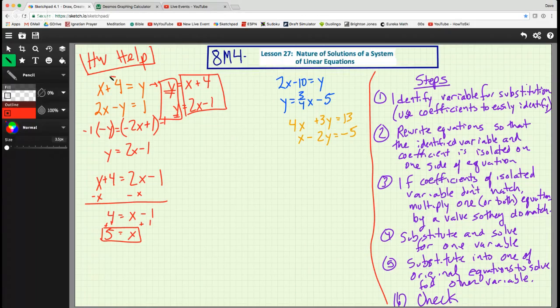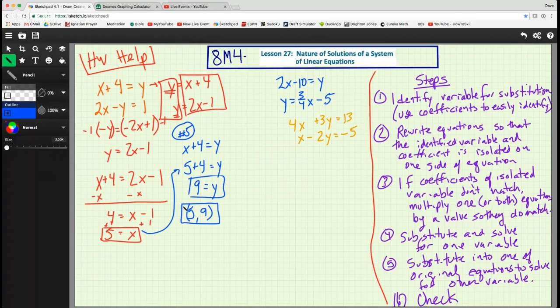So I go all the way back to one of my first equations. I'll take the first one. Let's do this step in a different color so we can see that this is step number 5. So we get x plus 4 equals y. And we know that x is 5. So I go 5 plus 4 equals y, so 9 equals y. So my answer is 5, 9.